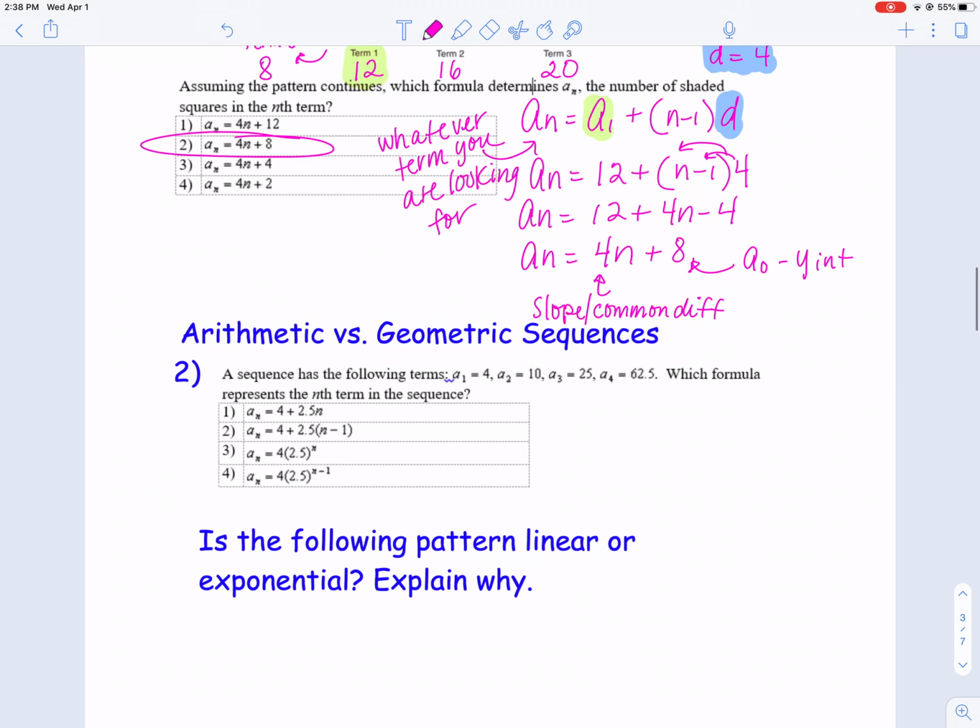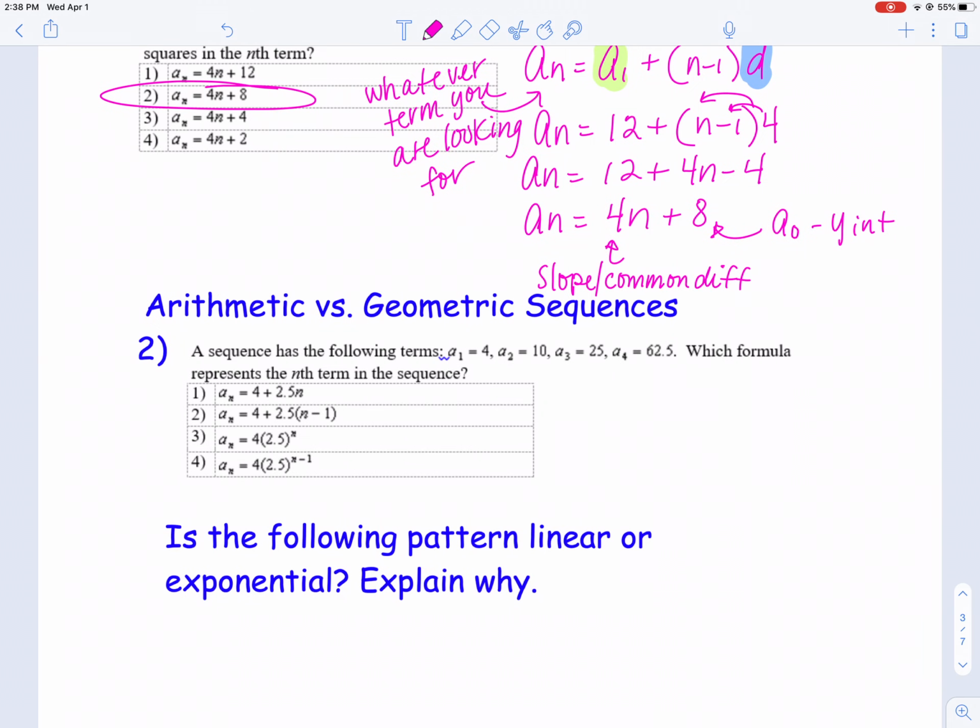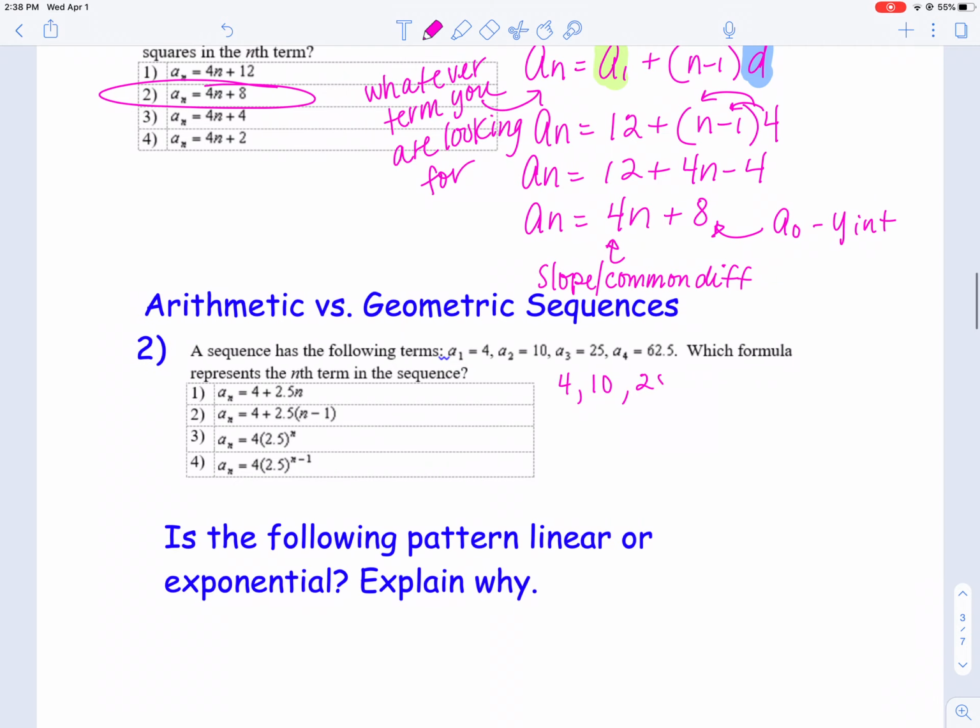Okay. Let's take a look down at your next one. Number 2 is giving you another sequence. They tell you a sub 1 is 4, so your first term is 4. Your second term is 10. Your third term is 25. Your fourth term is 62.5, okay? And it's going to keep going. So I hope everybody realizes there's no number you could add or subtract at a constant rate to get to your next term. This cannot be arithmetic. This must be a geometric sequence, okay? This has to be geometric.